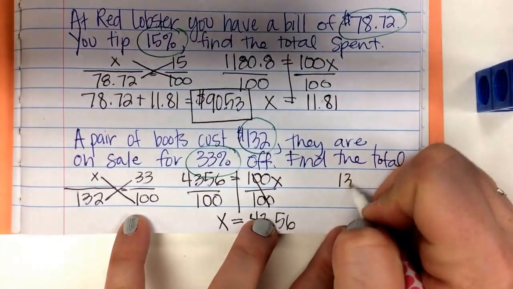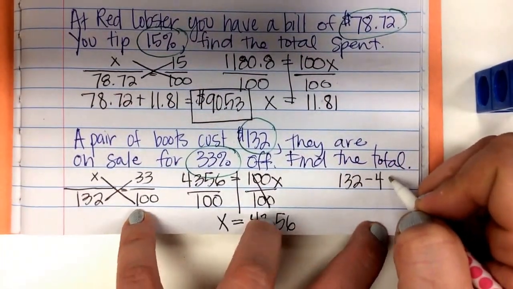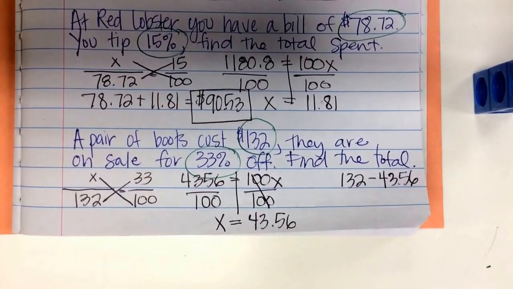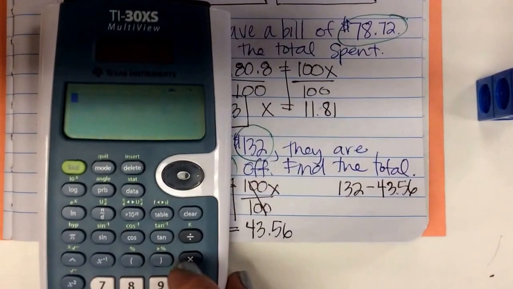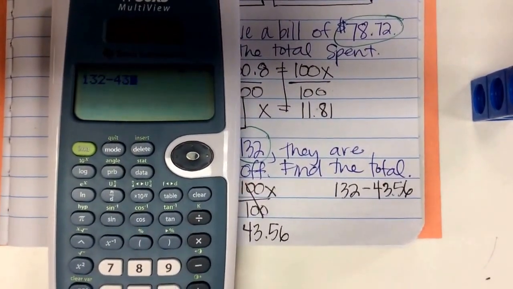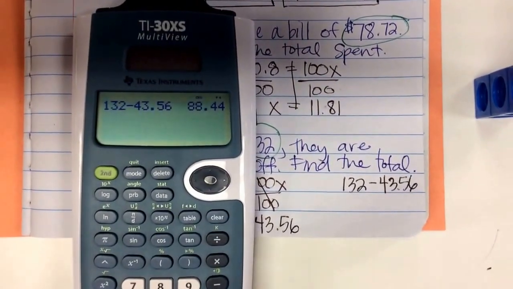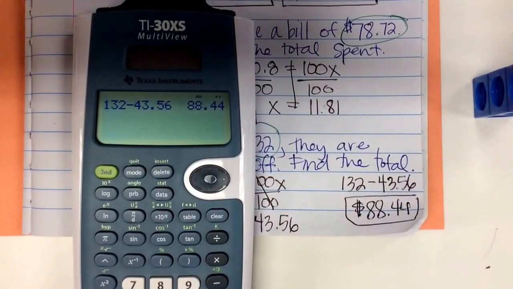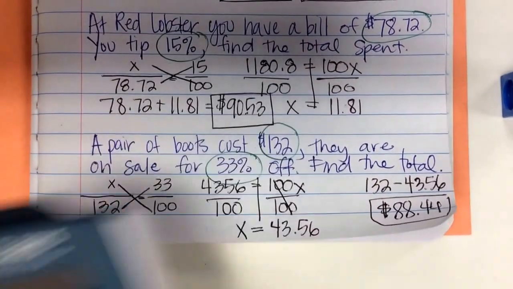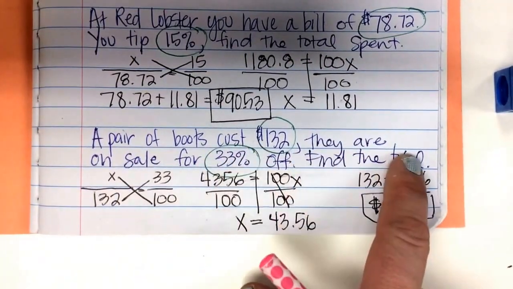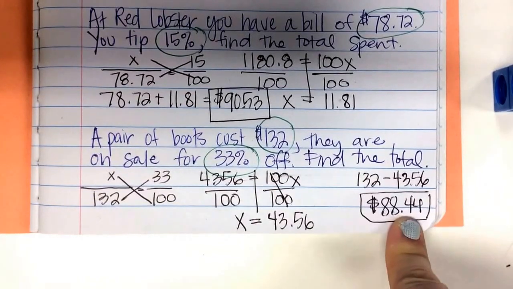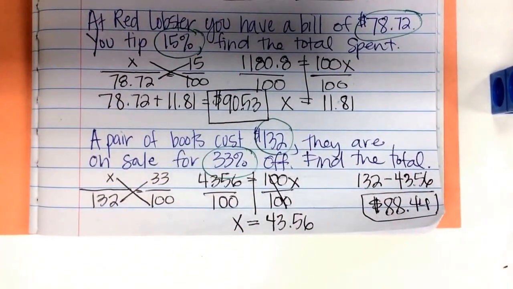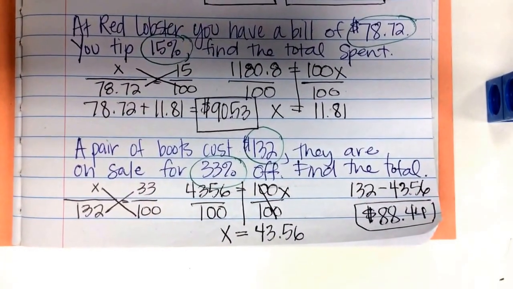So we have to go back in. 132 minus what is it? 43.56. $132 minus 43.56. $88.44. So sometimes your problem is done there. There's sometimes tricky problems that they do all of this. They say, what's the sale price? $88.44. And then they say, oh, by the way, now find tax. So then you have to take this answer and do the tax with it. We don't have any of those today. You're welcome.